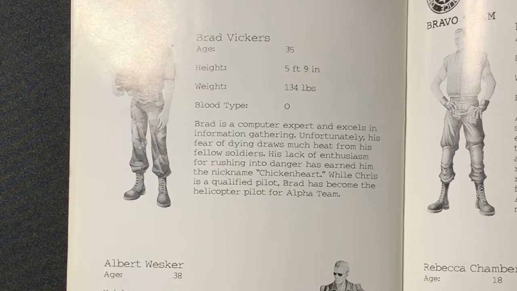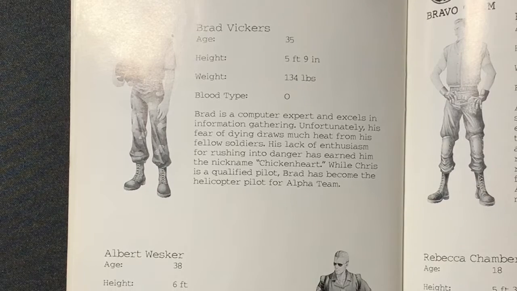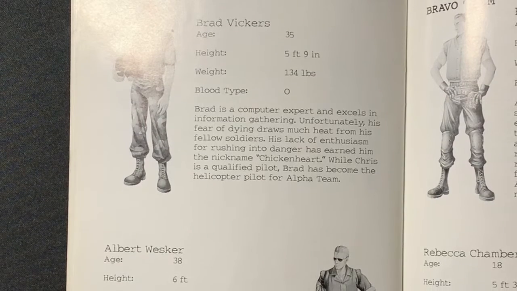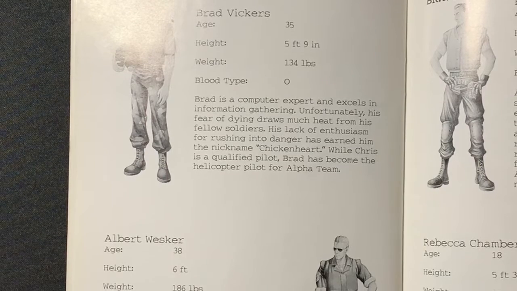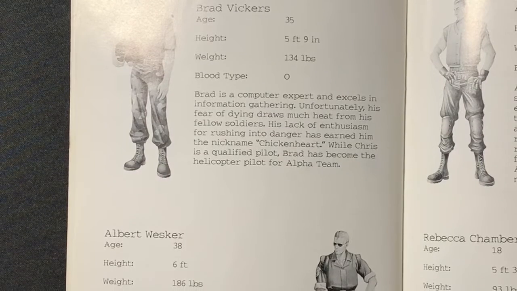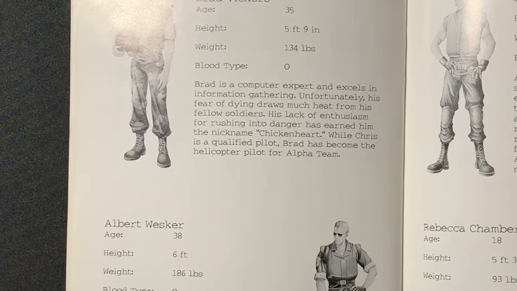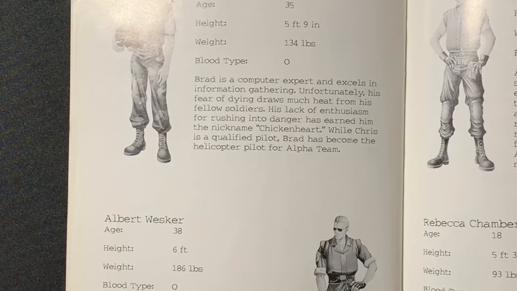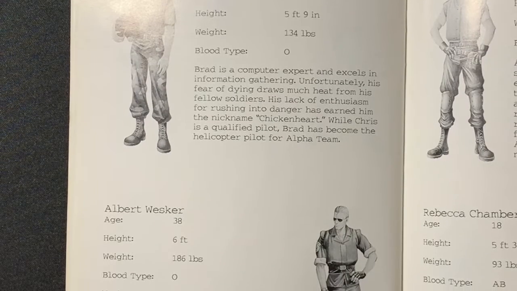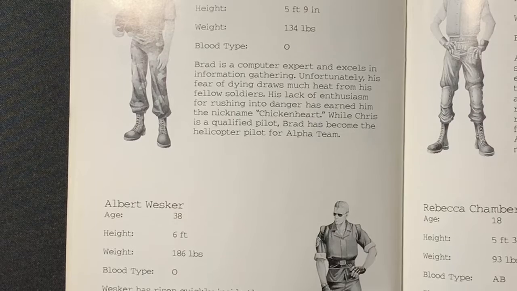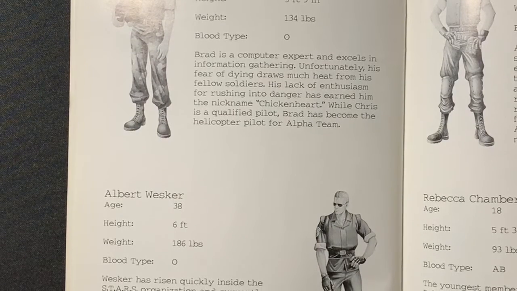Brad Vickers, who's 35, 134 pounds, 5 feet 9 inches. Apparently, Brad is a computer expert and excels in information gathering, but his fear of dying draws much heat from his fellow soldiers. His lack of enthusiasm for rushing into danger has earned him the nickname Chicken Heart. While Chris is a qualified pilot, Brad has become the helicopter pilot for the Alpha team.